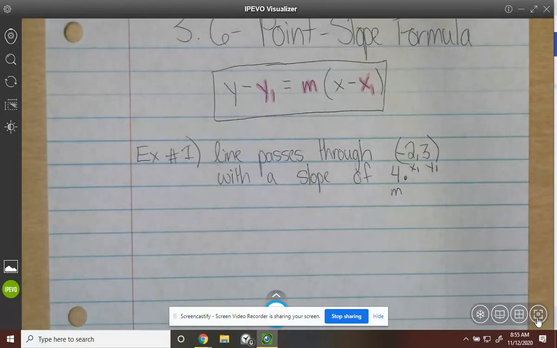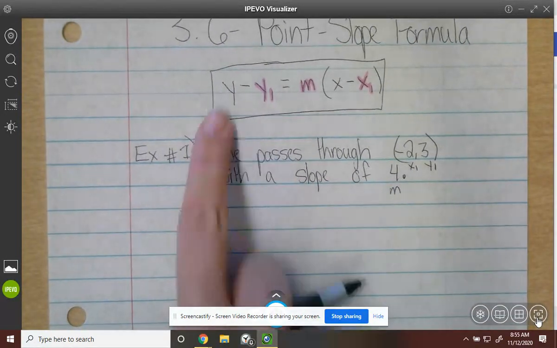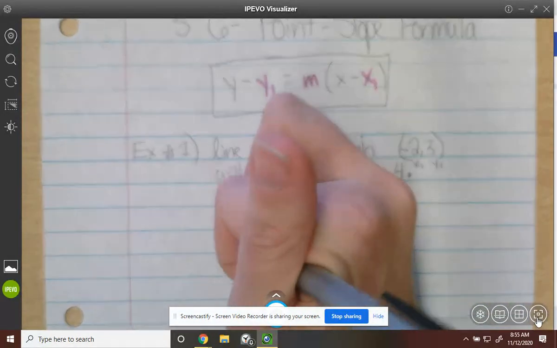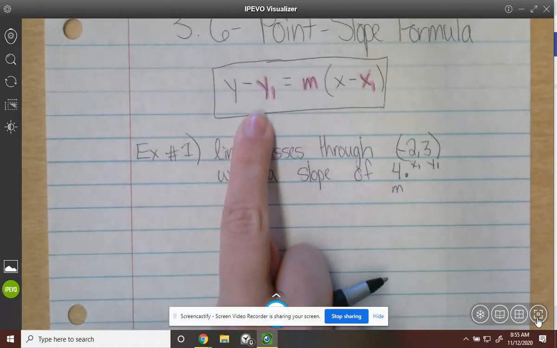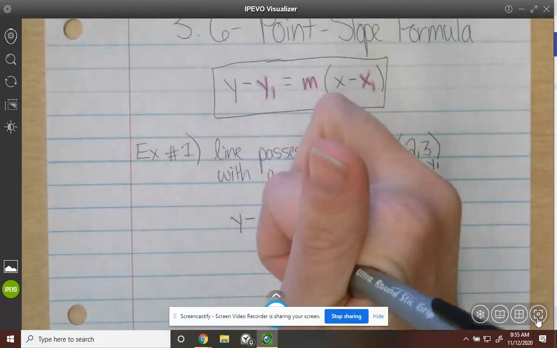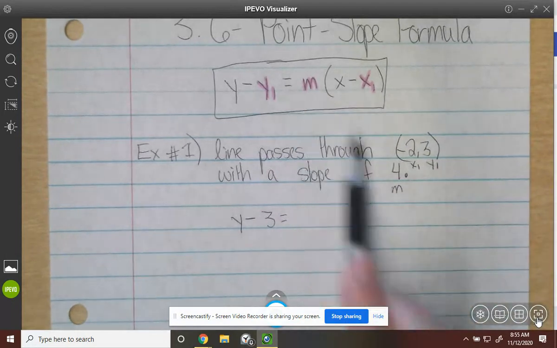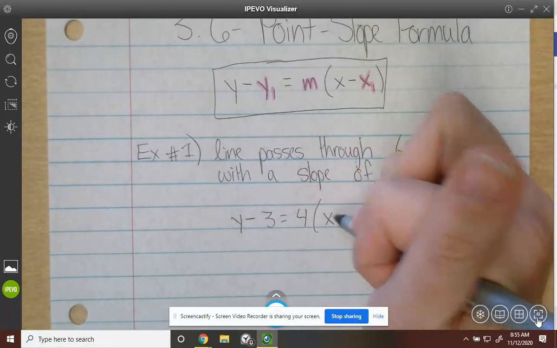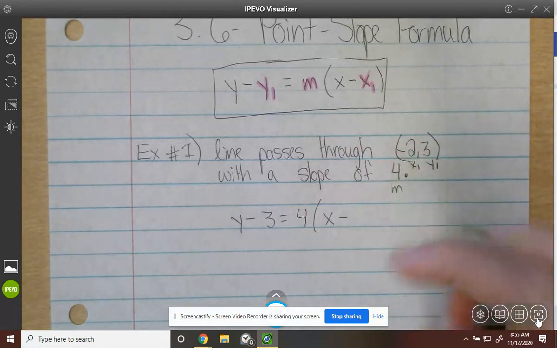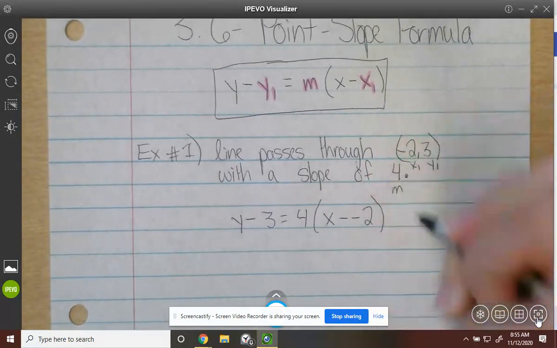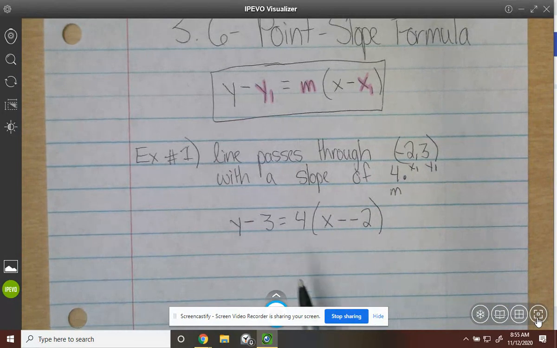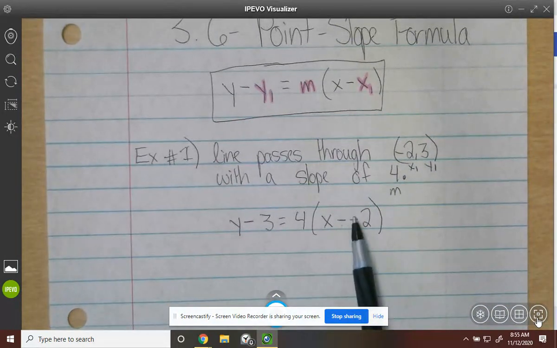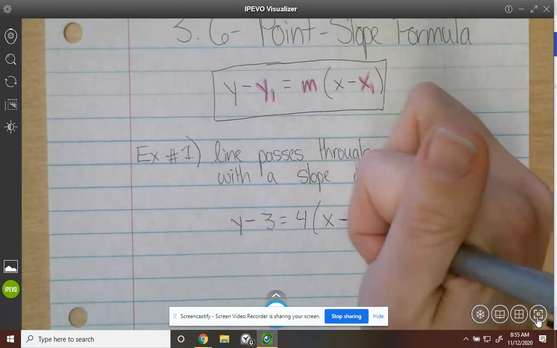Okay? Now I just plug it into my equation. So I start out with y minus y1, which is 3, equals m, which is 4, times x minus x1, which is -2. So hopefully the first thing you recognize is right here, that negative, that should make a positive.